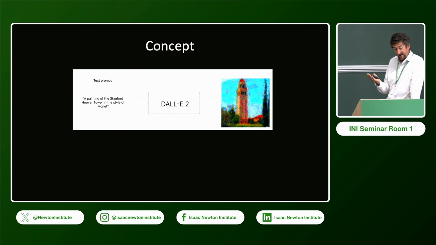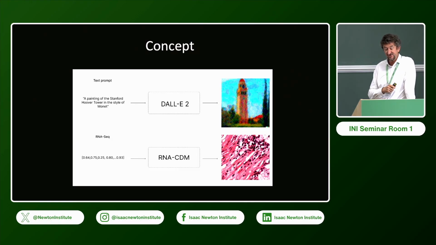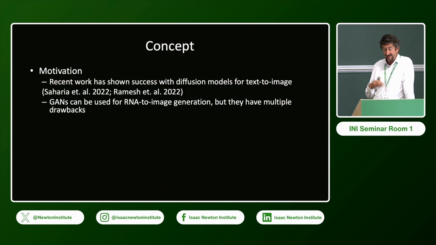In the previous talk, this was also shown: there are these models that are very popular in terms of generating images from text. Essentially, our model is modeled after that. So we treat an RNA-seq profile as text. Then we have a cascaded diffusion model that is conditioned on this vector and then generates an image. This is motivated by the success of previous models in this area.